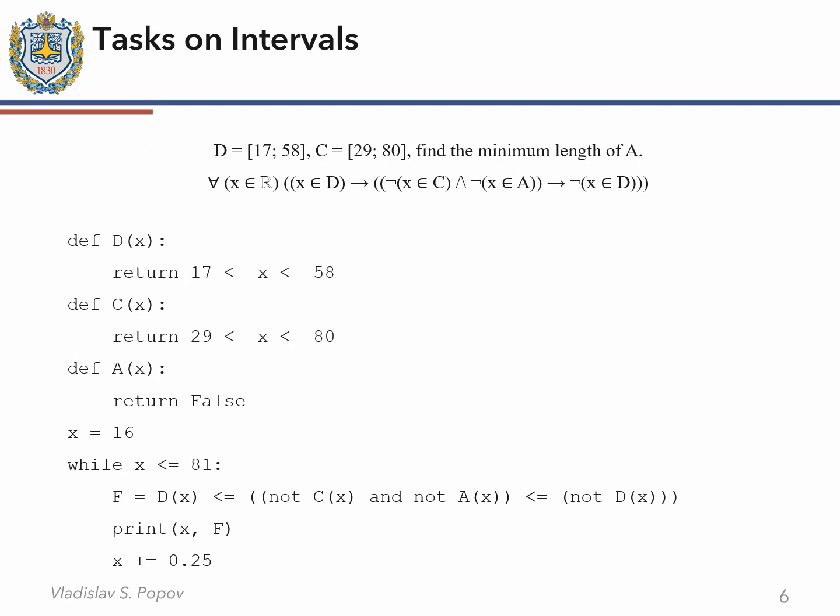Consider tasks on intervals. In the task, it is required to find the minimum length of the segment A in which the logical expression will be true for any value of the variable x. In the code, segments C and D are defined as functions. At each iteration of the while loop, the value of x and the corresponding value of the logical function f are output. The variable x changes in increments of 0.25 due to the existence of open and close points. The range for the values of the variable x is selected based on the range of specified segments. Based on the output of the program, we can get the answer to the task.